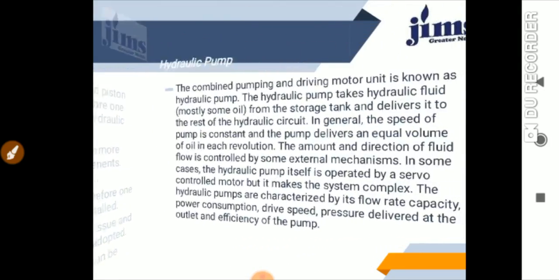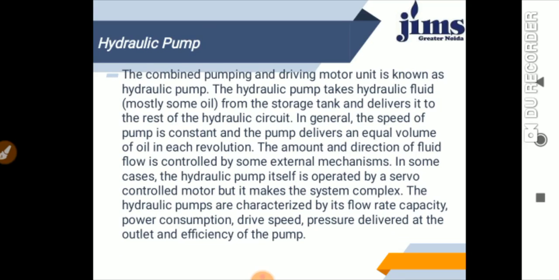Right? So go to the next. We are talking about the hydraulic pump. The combined pumping and driving motor unit is known as the hydraulic pump. A hydraulic pump takes hydraulic fluid from the storage tank and delivers it to the rest of the hydraulic circuit.